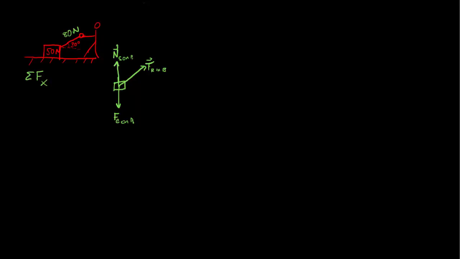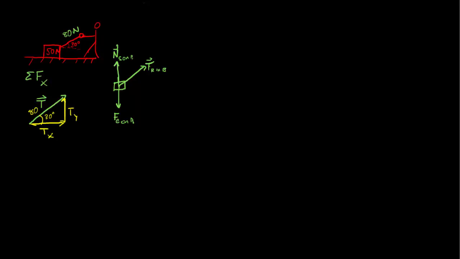So let me redraw just that vector. There's my tension vector, and I'll have my tension in the x direction and my tension in the y direction. These are components of this tension vector. My tension here was 80 newtons and my angle was 30 degrees. Now I can use some trig to figure out both the x and the y, but I don't care about the y, so we're just going to focus on the x.